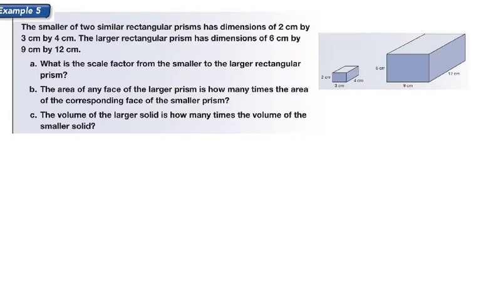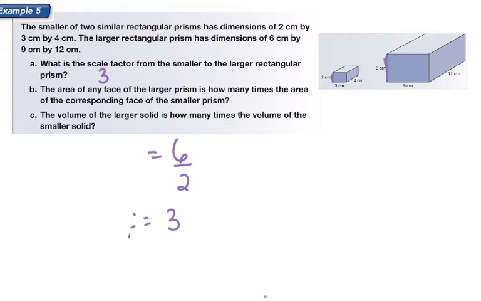It says the smaller of two similar rectangular prisms has dimensions of 2 centimeters by 3 centimeters by 4 centimeters. The larger rectangular prism has dimensions of 6 centimeters by 9 centimeters by 12 centimeters. And it says, what is the scale factor from the smaller to the larger rectangular prism? So we're going to find out the scale factor. We're going to compare this side 2 to 6. So we've got 2 times the scale factor equals 6. Divide both sides by 2 to isolate your variable. So F equals 3. So your scale factor is 3.